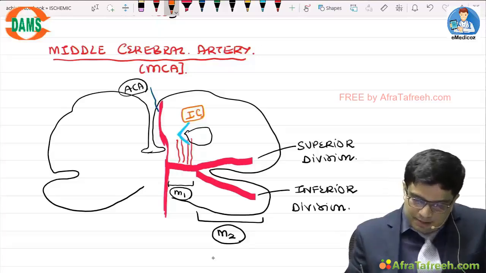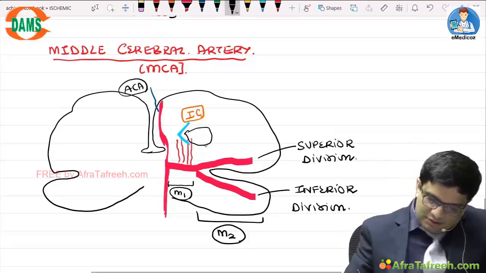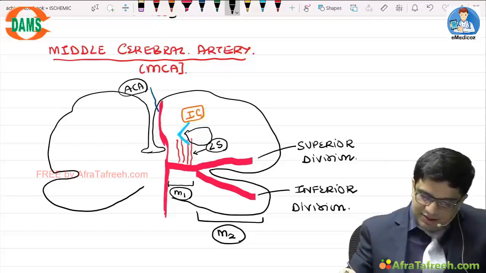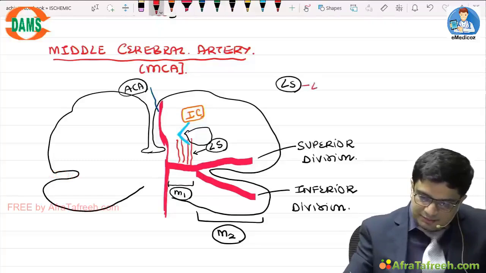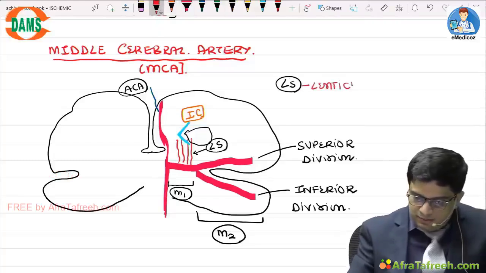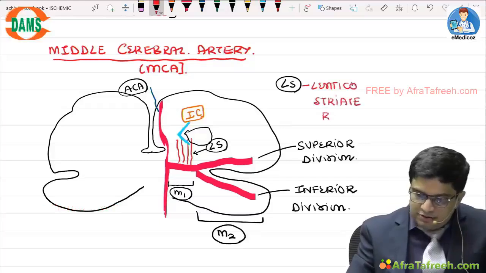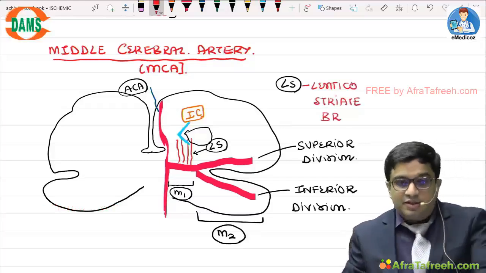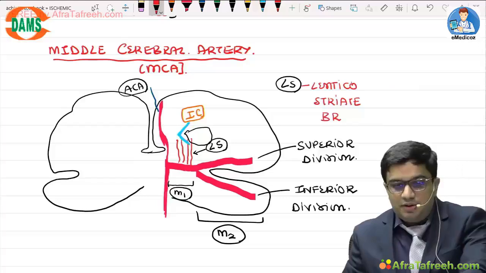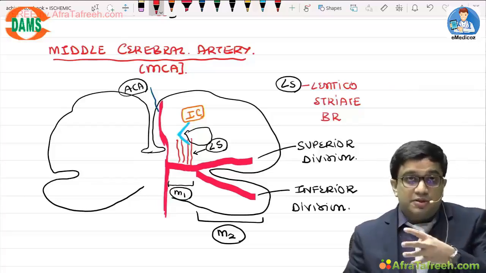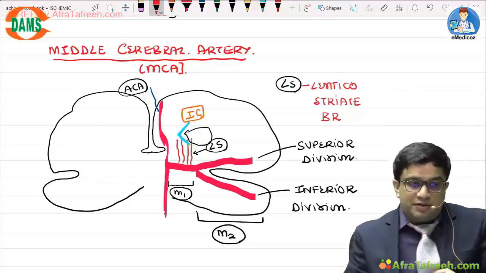Now the branches which go over here are known as the LS branches. LS stands for lenticulostriate. So lenticulostriate branches are supplying the internal capsule specifically, and they are a part of the middle cerebral artery, the M1 division.